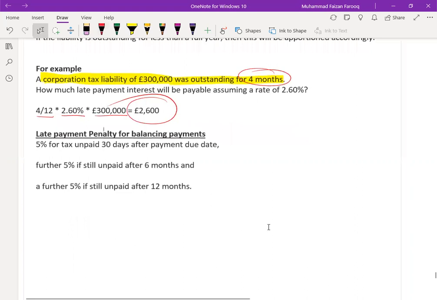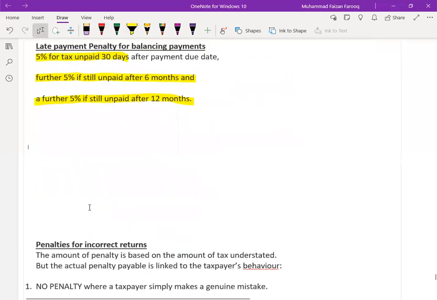What are the penalties? Penalties are fixed. If you are 30 days late, 5% of the unpaid tax amount. So 5% for tax unpaid 30 days after the due date. Then a further 5% if still unpaid after 6 months. Then a further 5% if still unpaid after 12 months. Meaning, if you are more than 30 days till 6 months, only 5%. If you are above 6 months till 12 months, an additional 5, so it will be 5 plus 5, 10. And if it is more than 12 months, an additional 5, meaning 5 plus 5 plus 5, 15%. So that's, you can say, the penalties.